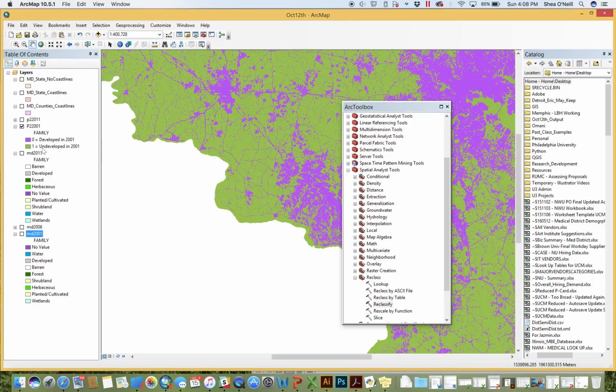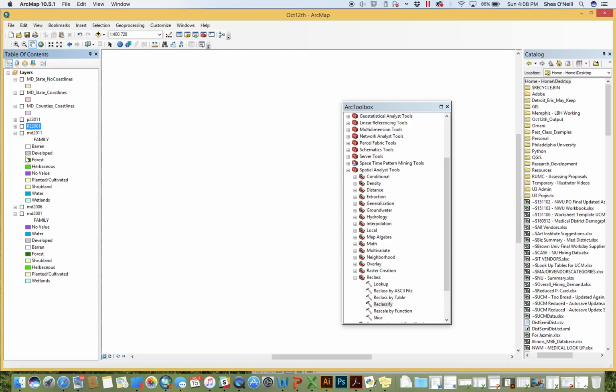This may have come back to you with different things. What I did is I simply clicked on them and reminded myself that a value of 1, no matter what you were, simply meant you were undeveloped in 2001. And a value of 0, no matter what you were, simply meant you were developed in 2001. And that's how I handled my 2001 criteria.